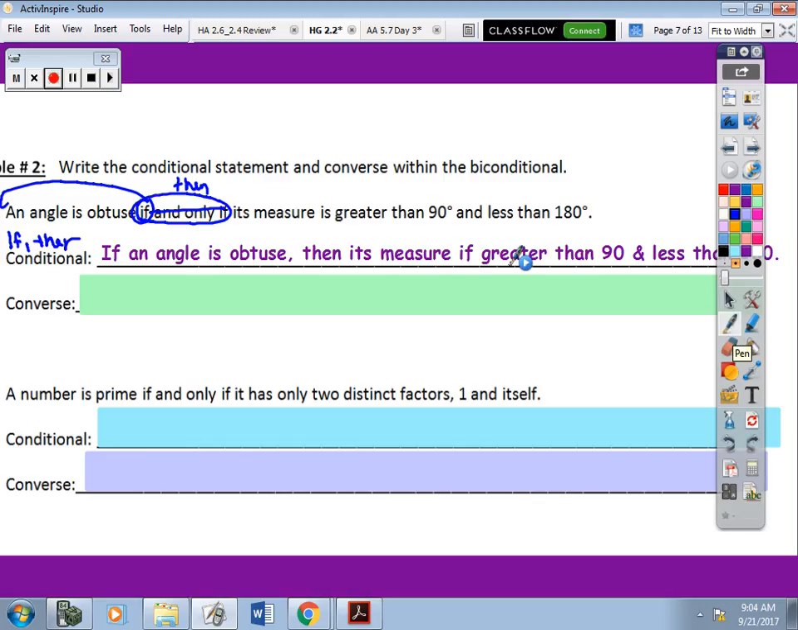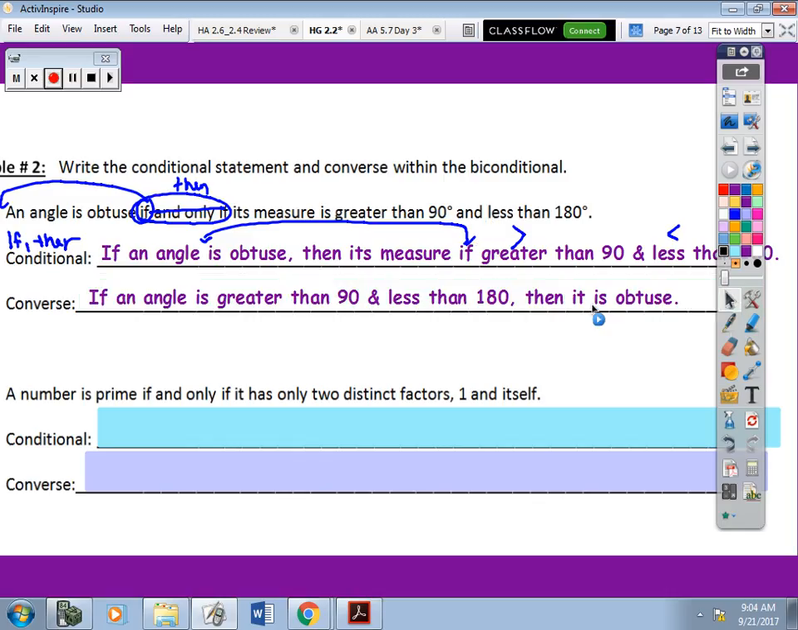Again, to shorten your workload, you could put a greater than, a less than symbol. Feel free to abbreviate wherever necessary. Now, technically, since it's a biconditional, you can switch it around. You could have said the converse first. It doesn't really matter. But whatever you choose as your conditional, you will then flip it for the converse. So we're going to change around our hypothesis and conclusion, which would be, if an angle is greater than 90 and less than 180 degrees, then it is obtuse.